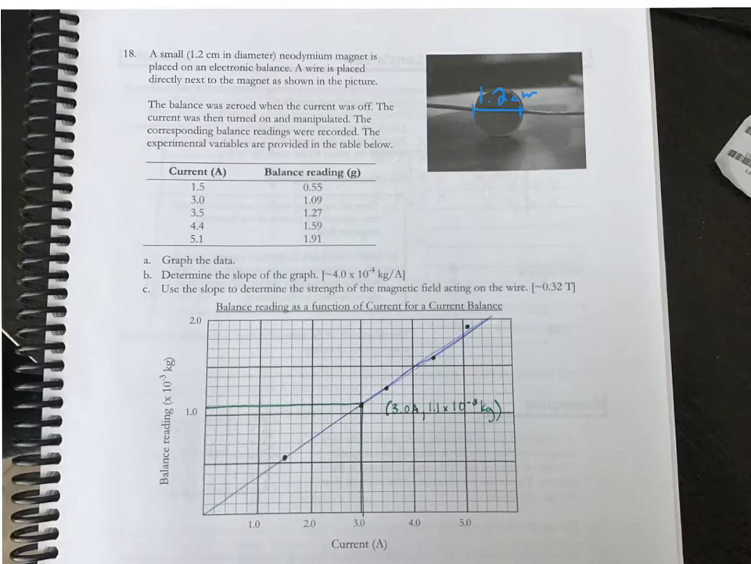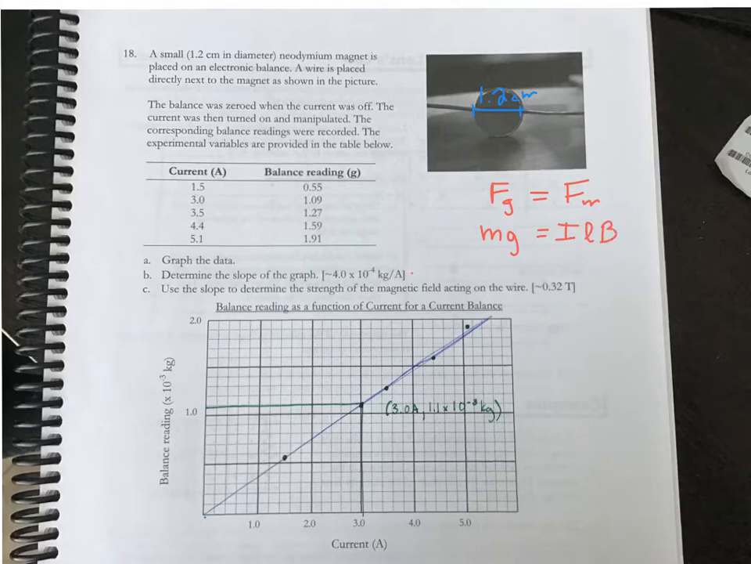It says the balance was zeroed off. So it starts at 0, 0 because the balance was zeroed off. And then as we increase the current, the balance reading goes up. Now, if we think about what a scale actually measures, the scale is measuring the force of gravity. And if we've zeroed it, the thing that it is measuring now is the magnetic force. So the force of gravity is mg. The magnetic force is ILB.